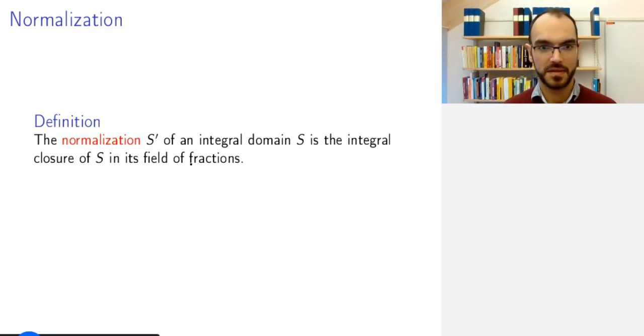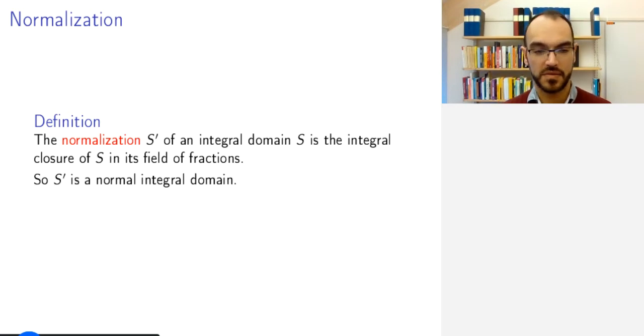Otherwise, the normalization is the integral closure, meaning the set of all elements in the field of fractions of S that are integral over S, meaning that satisfy a monic polynomial equation over S. And this is a ring extension of S. So S prime is a normal integral domain. Normal means that it's integrally closed within its field of fractions.